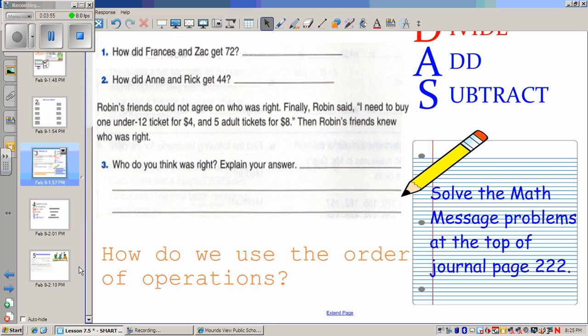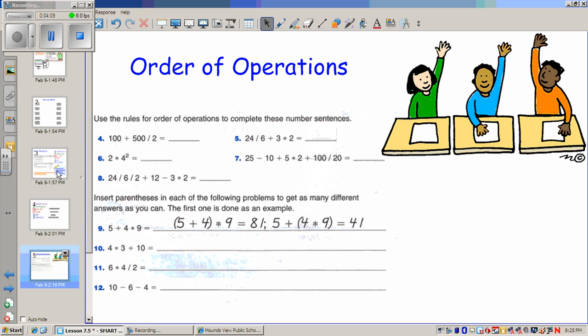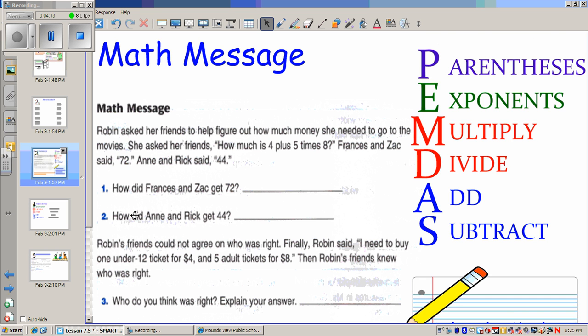So it says, solve the message problems at the top of this journal page. Okay, so if you have your journal page at home, journal page 222, this will help you. We're only doing the top part of the page. But I think it'll be easier if you have this with you. Okay, so again, check the order of operations. If we don't have parentheses and exponents, then we have to do multiplication and division before addition and subtraction.